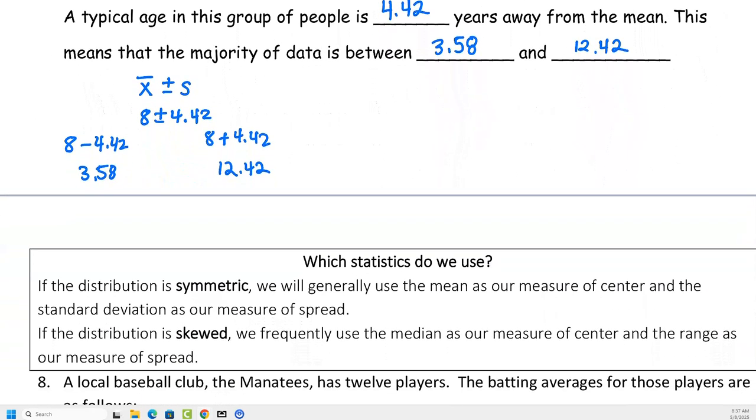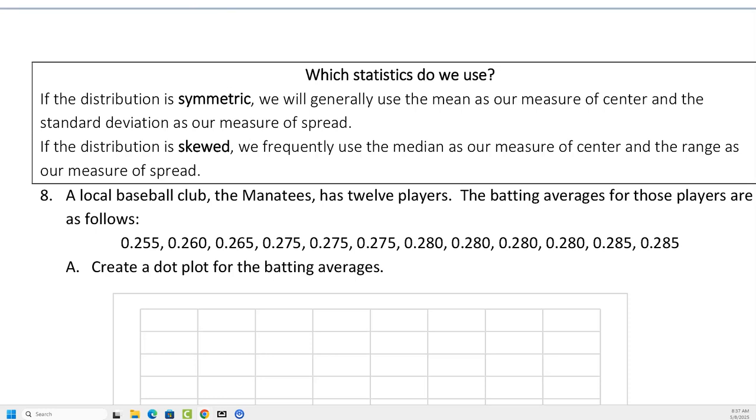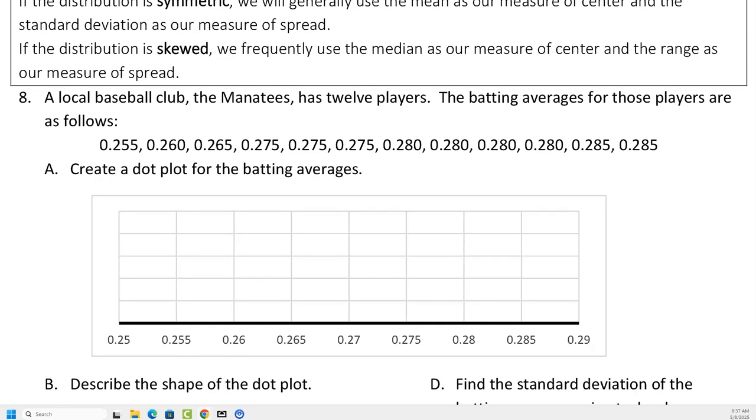Okay. So then here next it says, what statistics do we use? If the distribution is symmetric, we'll generally use the mean as our measure of center and the standard deviation as our measure of spread. If the distribution is skewed, we frequently use the median as our measure of center and the range as our measure of spread. Okay, so it says here, a local baseball team, the Manatees, has 12 players, and the batting averages for those players are as follows. And we have a list of numbers here, and then it says create a dot plot for their batting averages.